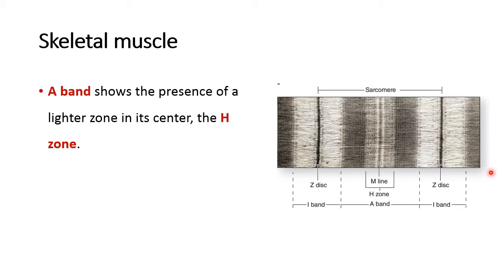Okay, and the line in the middle bisecting the H zone is called the M line. So in the A band we have a lighter zone in the center called the H zone, and in the middle of the H zone there is a line bisecting the H zone called the M line.